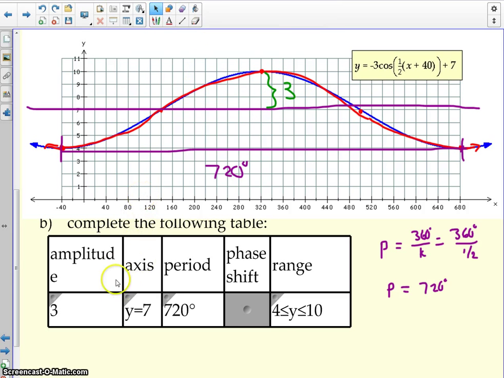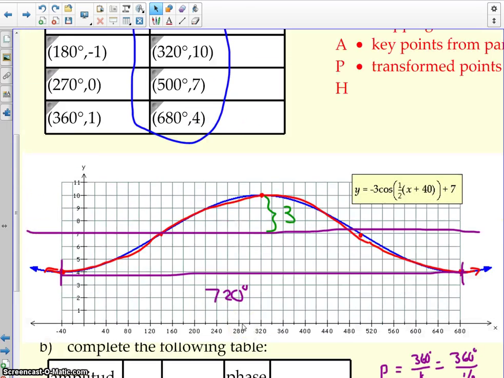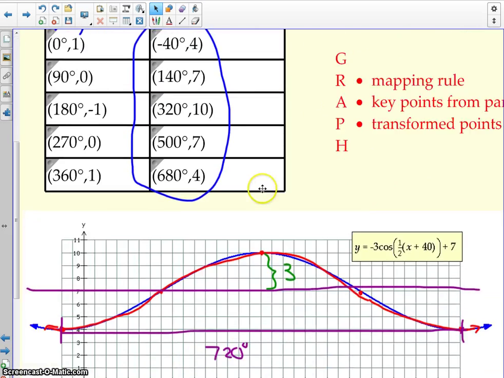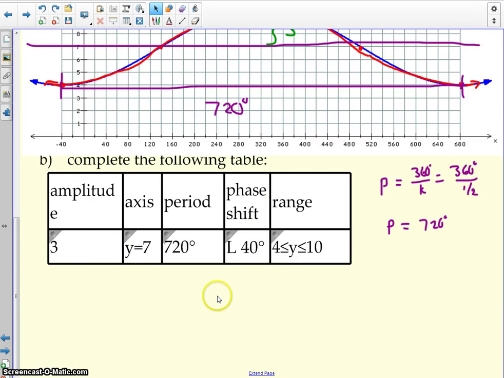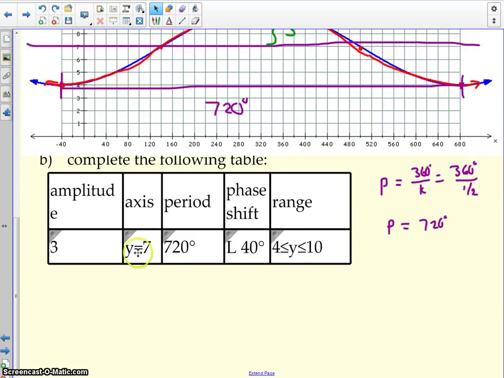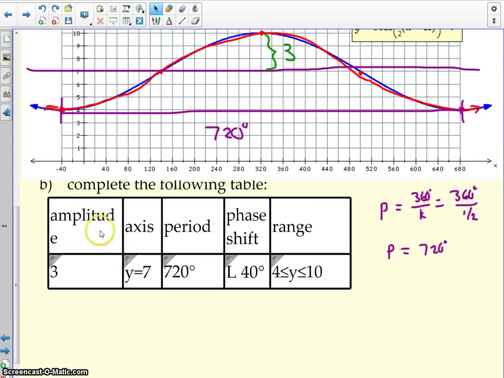Okay, and last but not least, the phase shift. Now, this one you really have to get from the equation. It tells you how far the graph has shifted left to right. So if you look at our mapping rule here, you see that everything's being shifted left 40 degrees. And in the equation up here, you have x plus 40. Well, that actually means it's shifting left 40 degrees. So phase shift, left 40. Okay, and you can see that from our points here as well. Start at 0, move left 40. Okay, so that's how we do a graph and get some information from there.